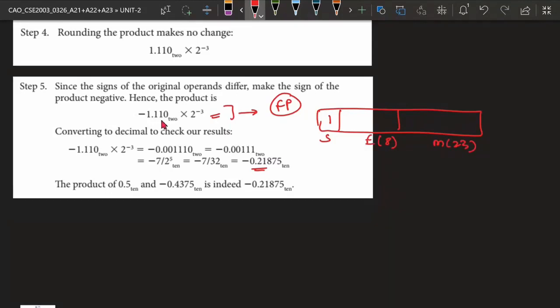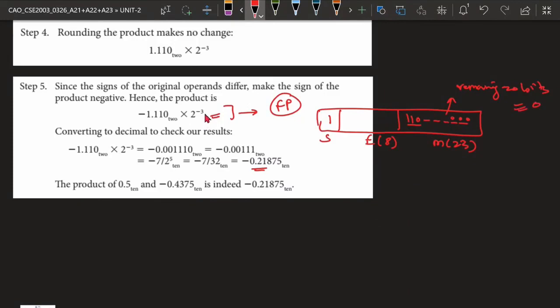So mantissa is 110. If we want to convert it into 23-bit, we will be making 110, and then the remaining bits we will be making 000. So here these are 3 bits, and then the remaining 20 bits will be 0 in the mantissa.